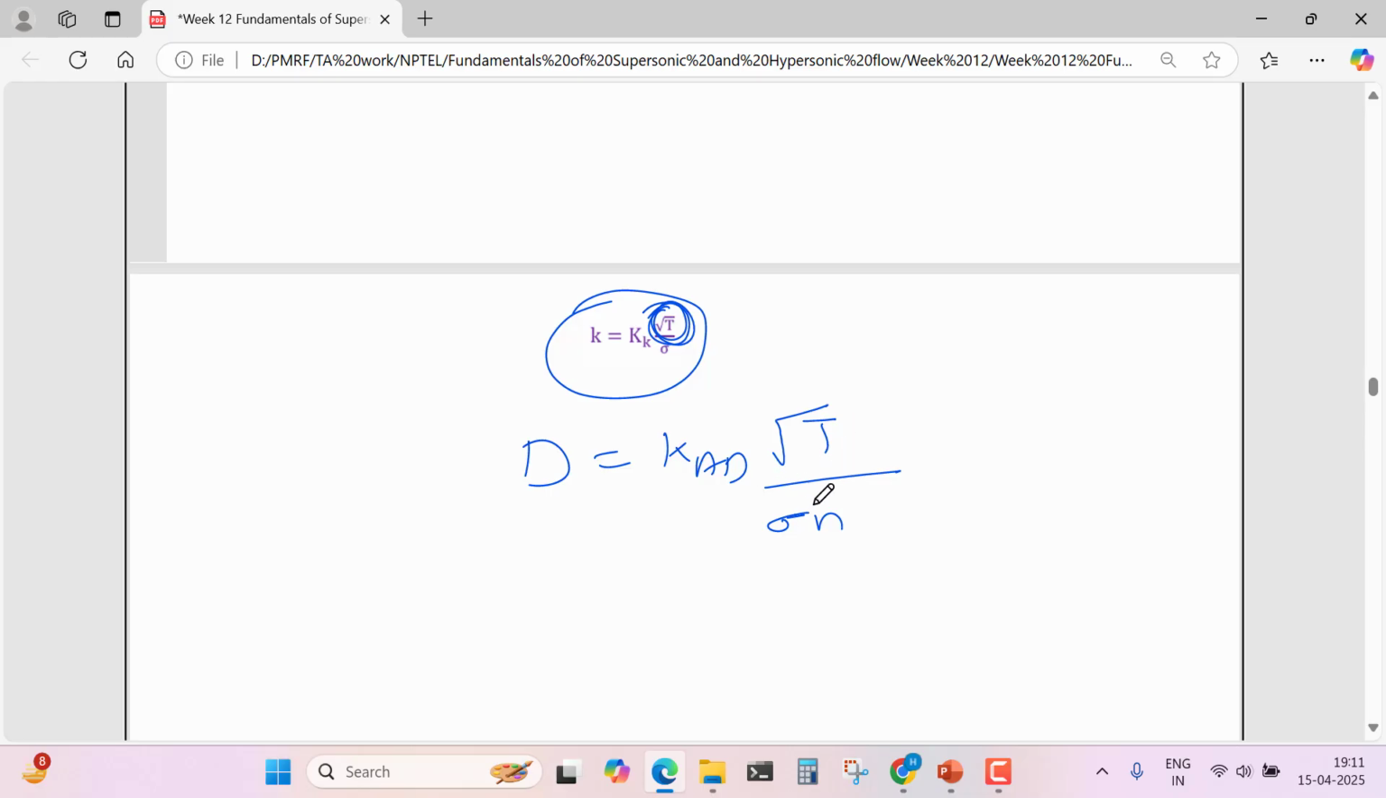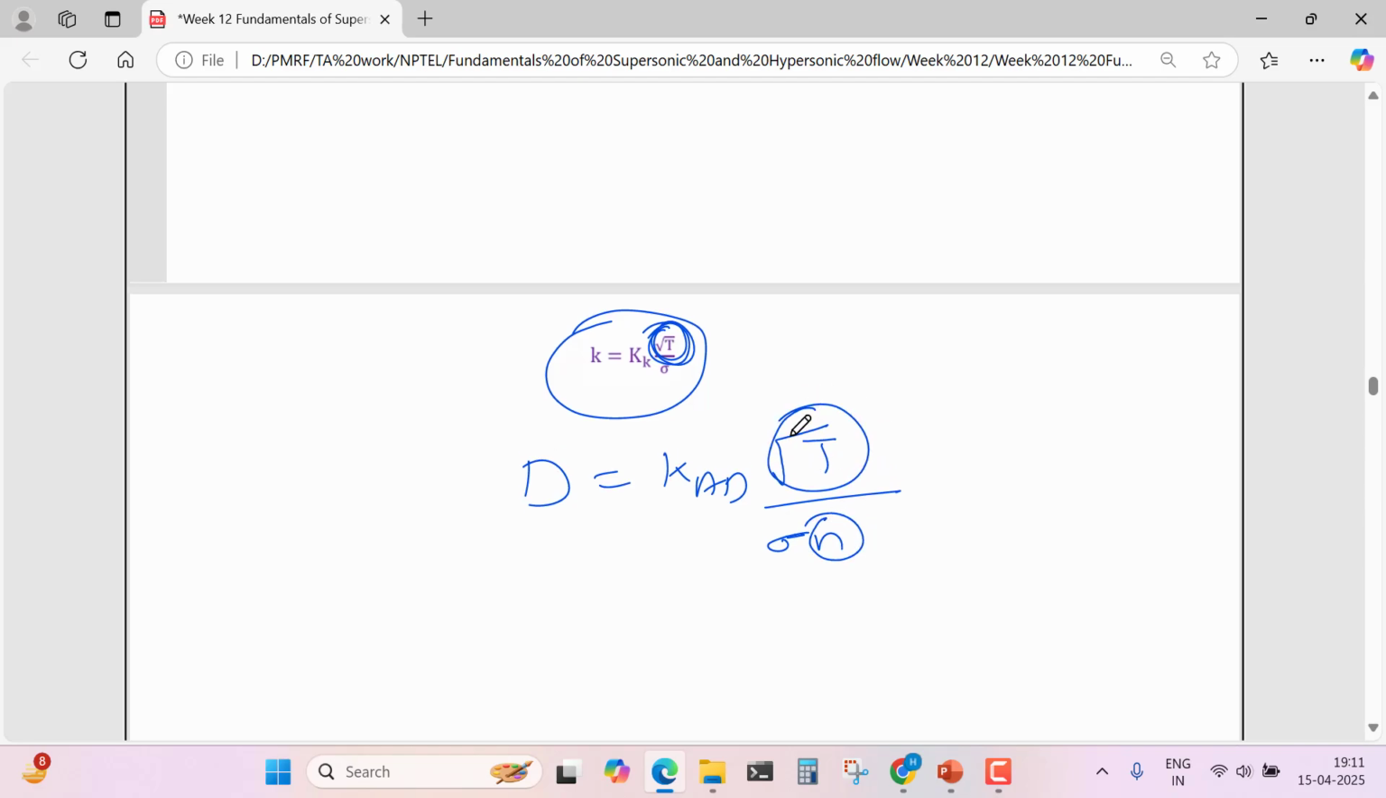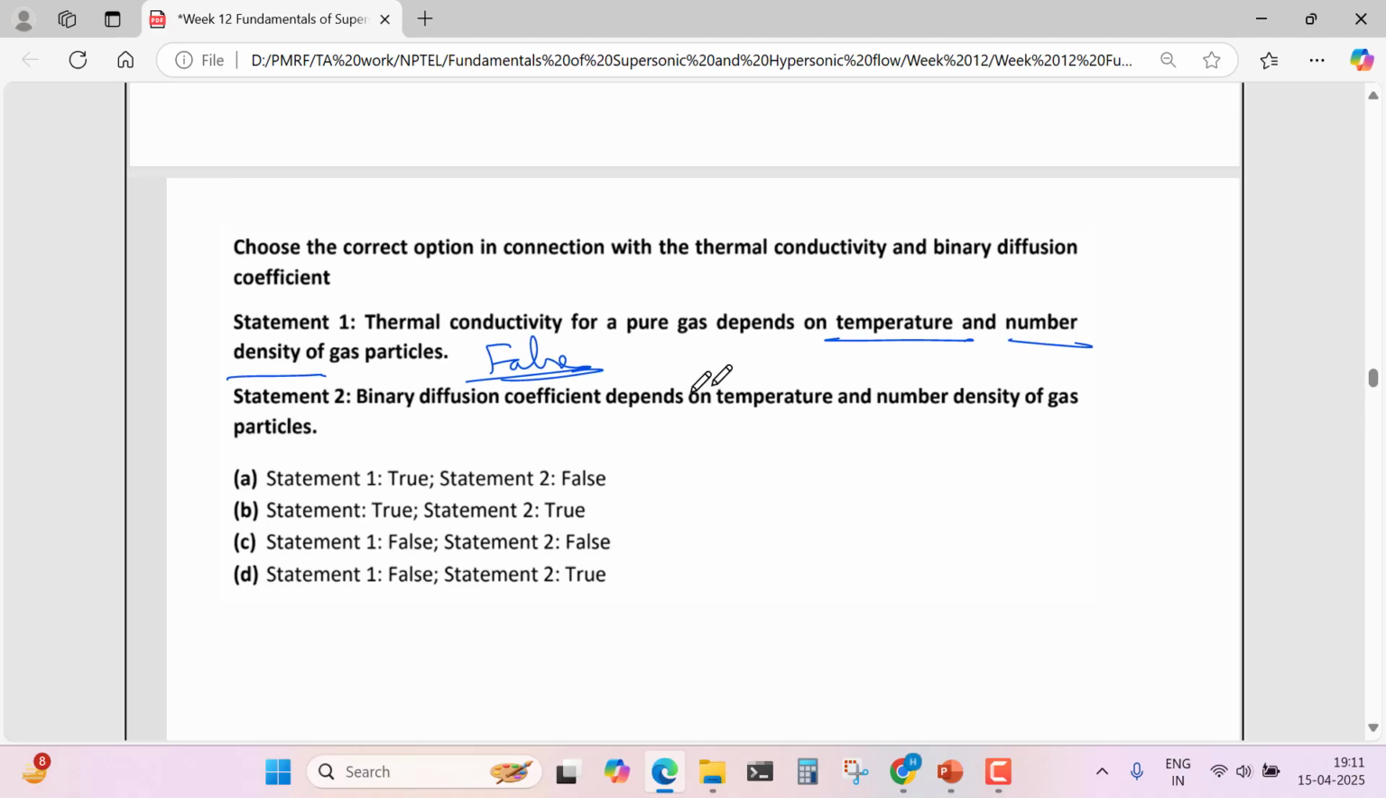So here we can see that it depends on number density and temperature both. And statement 2 also says that it depends on temperature and number density. So this is the true statement. So which option will be correct? Option D, which says statement 1 is false and statement 2 is true.